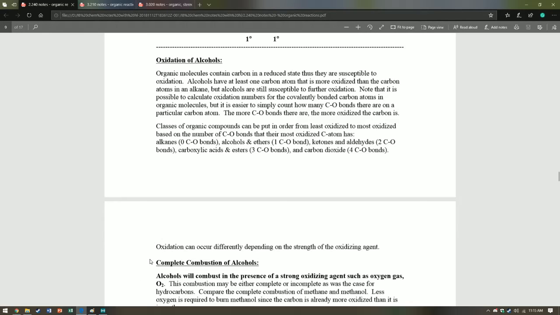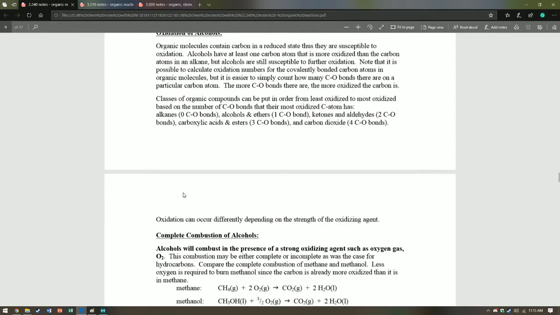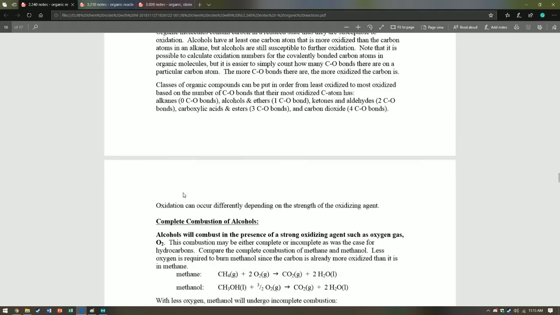So when we consider the partial oxidation of alcohols, you can oxidize them fully, which is just burning them, or we can partially oxidize them. Oxidizing means we add, in this case, oxygen or lose hydrogen atoms. So this is where those alternate definitions for redox come into play.